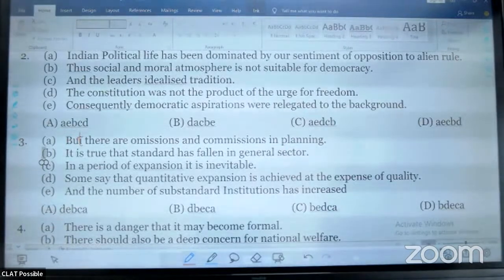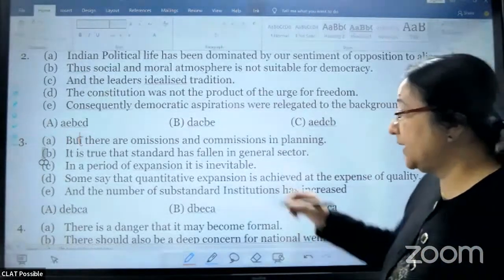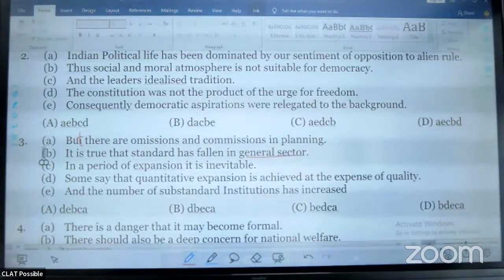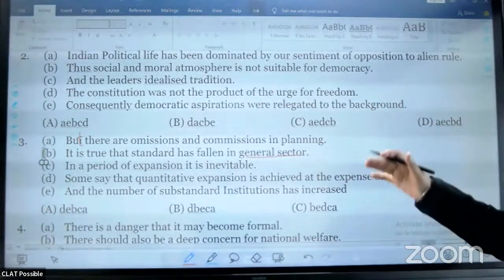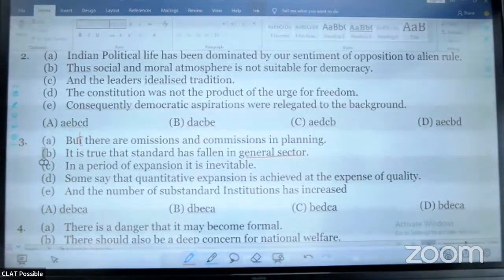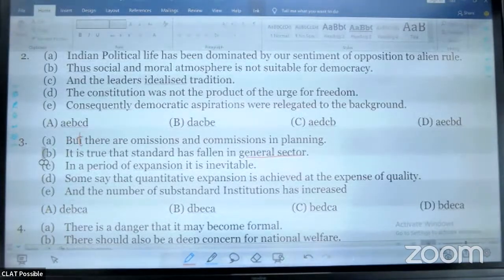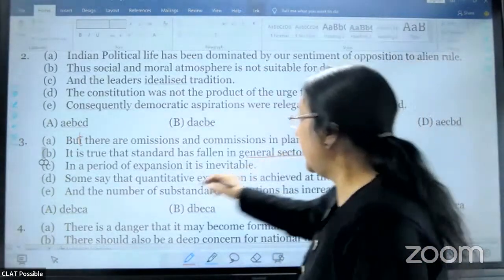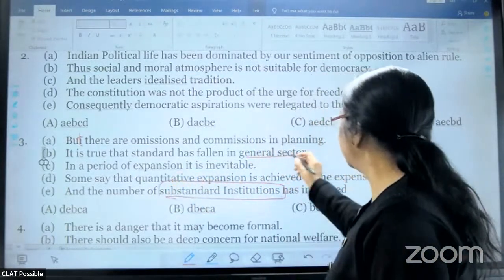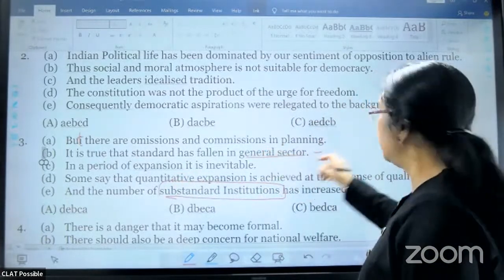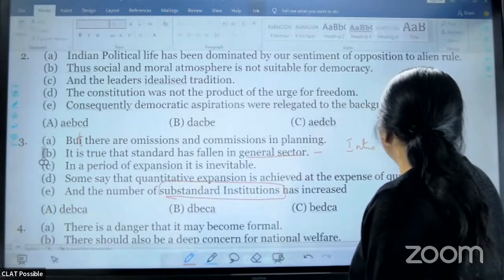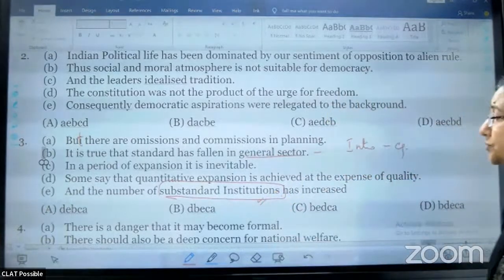It is true that standard has fallen in general sector. If you look, it is true that it has fallen in general sector. Clear? Now take this clue and see how he then goes into giving details on this subset. So another thing, if you can see, after B comes the number of substandard institutions in the general sector. Don't take the word general here. This was defining the intro and goes on to talk about examples of substandard institutions.